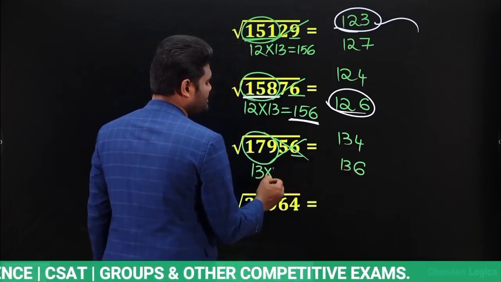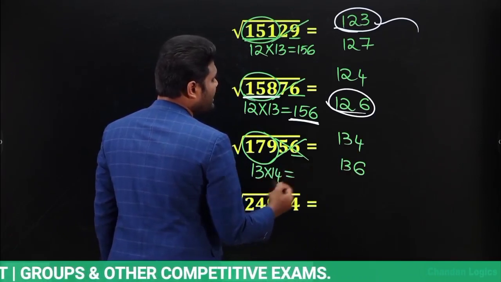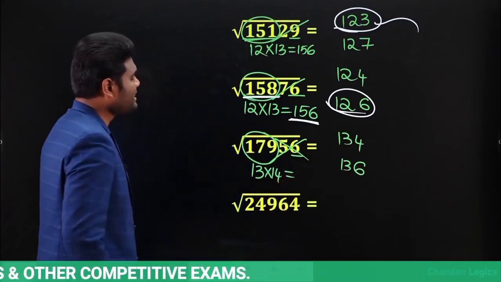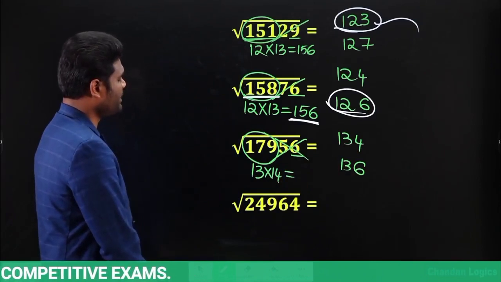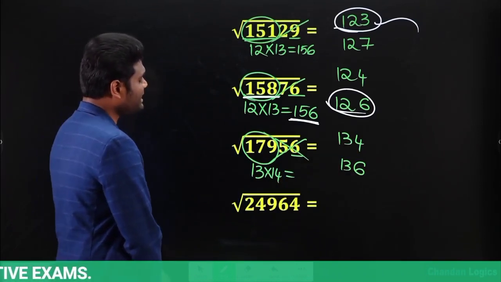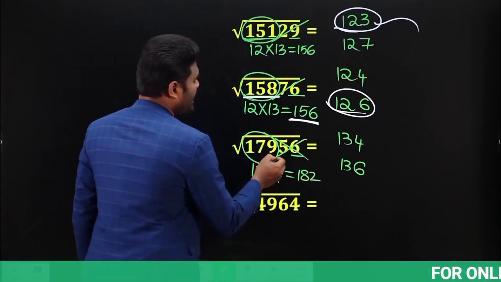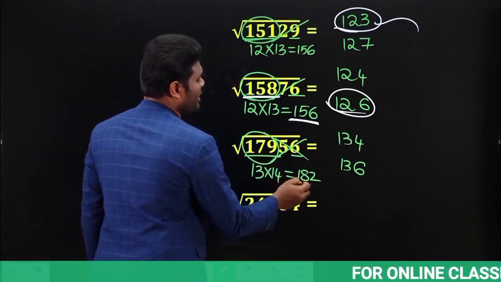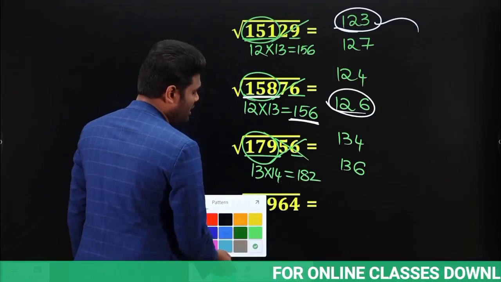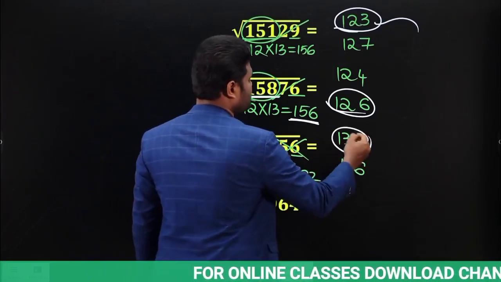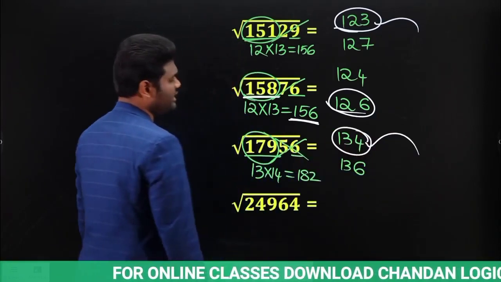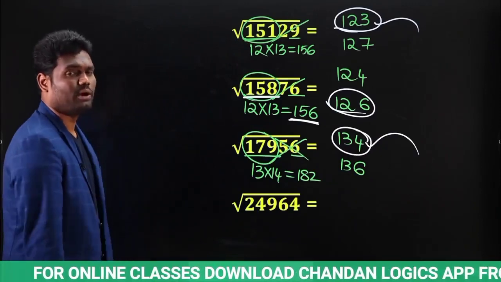So 13 multiplied with the next number, that is nothing but 14. So 13 times 14 is going to be how much? 130 plus 13 times 4, which is 52. 130 plus 52 means it is going to be 182. Now if you observe, 179 is less than 182. As it is small, obviously our value should be a smaller one. Smaller one means 134. So the answer is going to be 134.